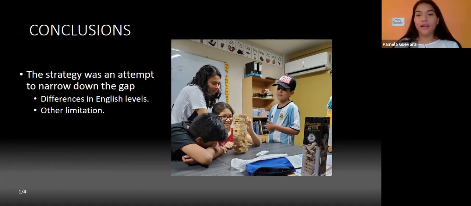I consider, according to the findings, that the attempt to narrow down the gap of the differences in English levels and limitations to produce, to communicate, was successful. It was better than I expected, actually.